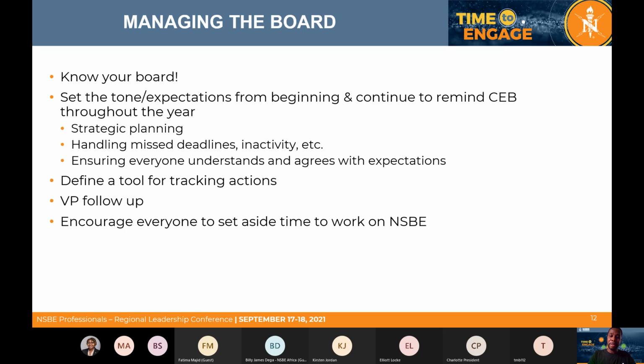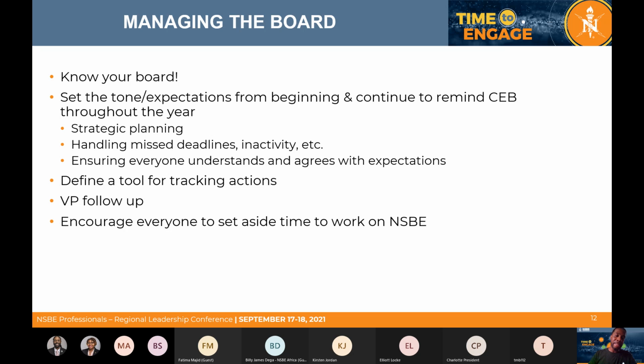VP follow-up is important. As we mentioned, the VP is responsible for overseeing the day-to-day duties of the executive board. So the president and the vice president definitely need to be in constant communication about what's going on, and be able to follow up with individual team members as needed.